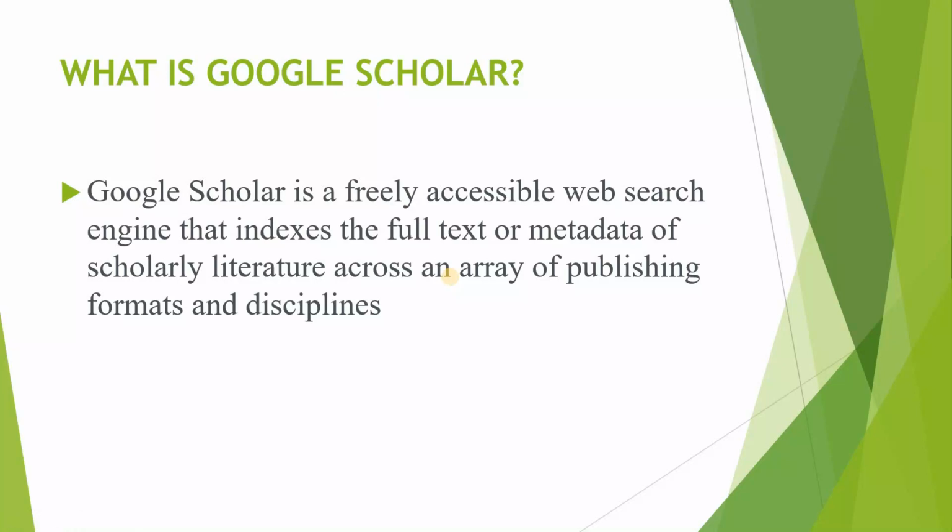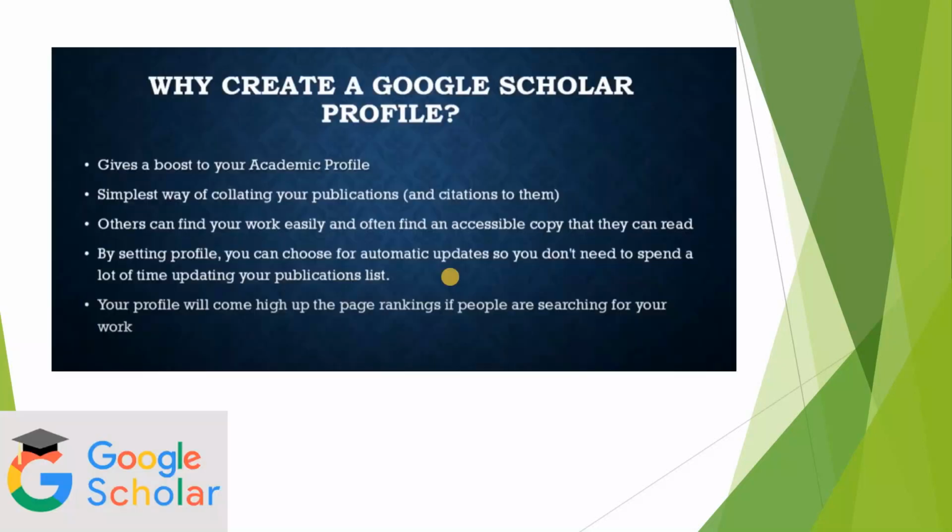Google Scholar indexes the full text or metadata of scholarly literature across various publishing formats and disciplines. Google Scholar includes peer-reviewed online academic journals, books, conference papers, theses, abstracts, technical reports, and many more.